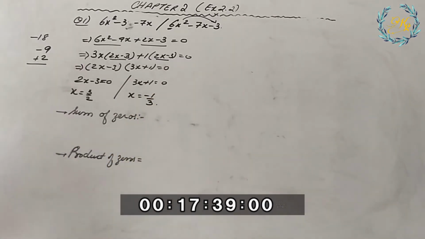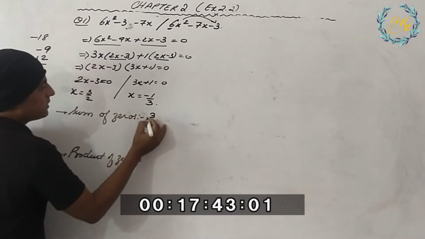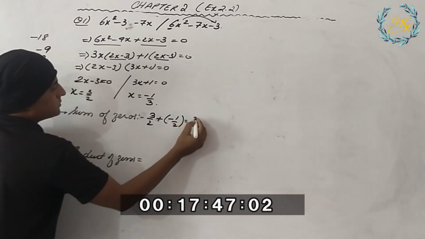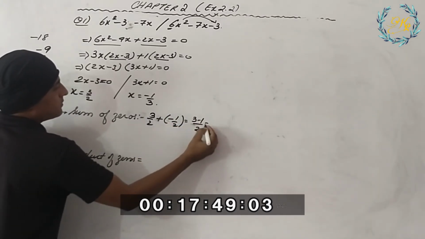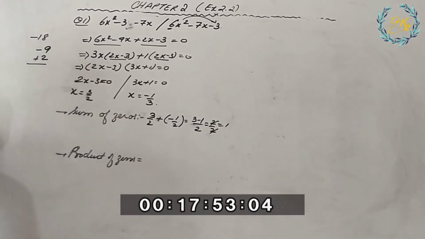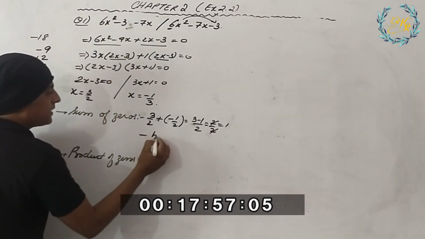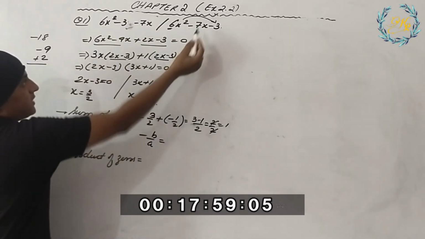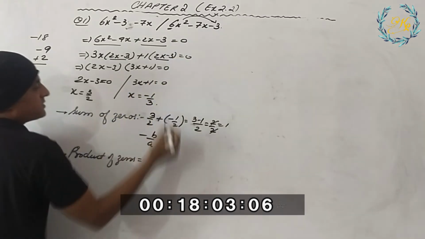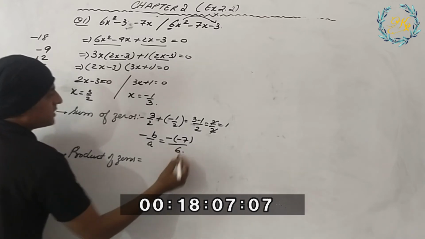Now, we take the sum of zeros. Sum of zeros taking both the values here: 3 upon 2 plus minus 1 upon 3. Comparing with coefficients here, minus b upon a. Okay, because this is the right form, ax square plus bx plus c. Minus 7 upon 6.